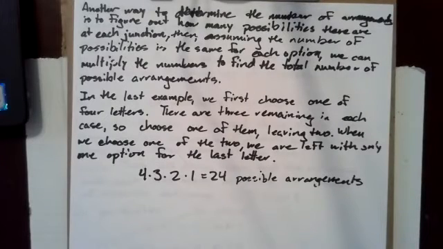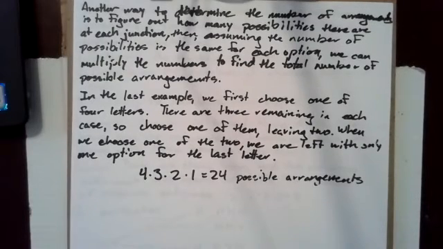Another way to determine the number of arrangements is to figure out how many possibilities there are at each junction. Then, assuming the number of possibilities is the same for each option, we can multiply the numbers to find the total number of possible arrangements. In the first slot, we chose one of 4 letters. There were 3 remaining in each case, so we chose one of them, leaving 2. When we chose one of the 2, we are left with only one option for the last letter. 4 times 3 times 2 times 1 is 24 possible arrangements, which is exactly what we saw on the last page.